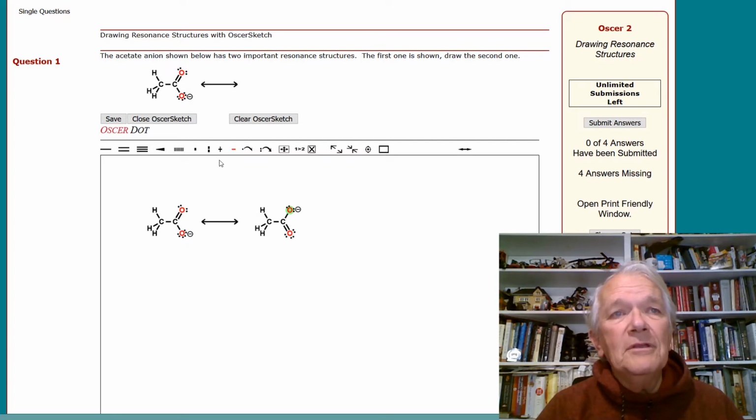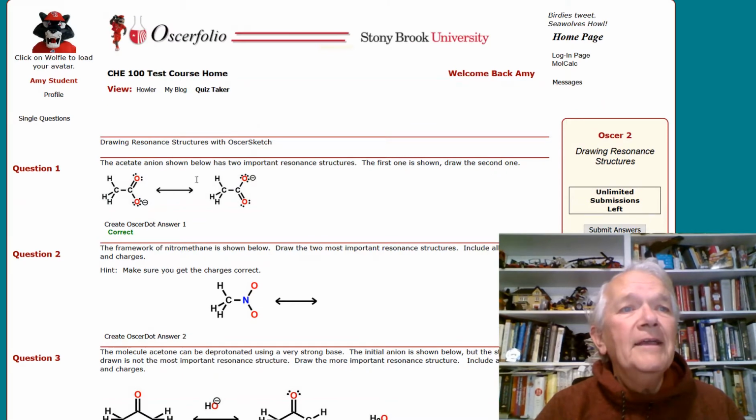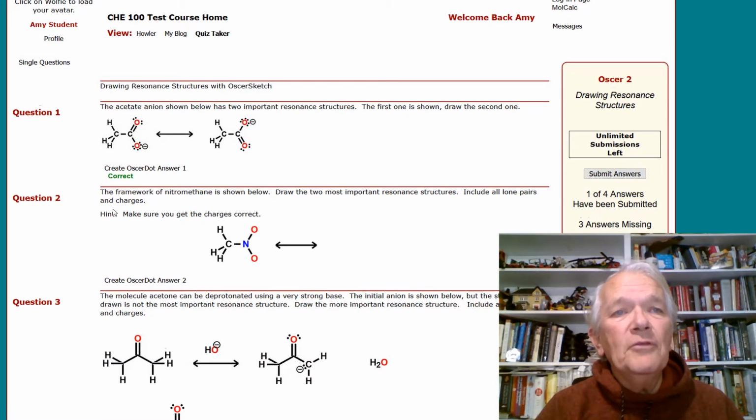Now we have to do the lone pairs. The top one needs one more lone pair. The bottom oxygen needs to get rid of a lone pair. We're at 3. The way to go to 2 is you click once more, you go to 0, then 1, then 2. So that's our answer. It's as simple as that. So we simply save the answer, close, and we can submit over here, and indeed we're correct. Good. So let's look briefly at what you have to do for the other ones.